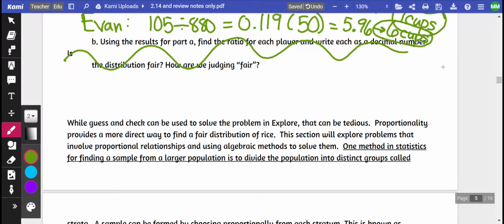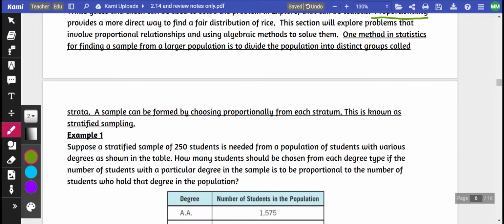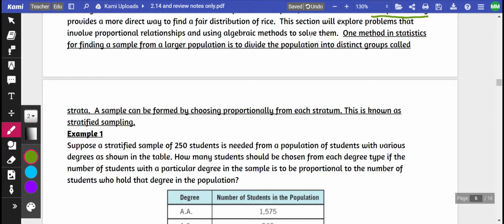So, while guess and check could have been used in the explore problem to figure out who would have gotten how much, that might have been tedious. So what we did is we looked at proportionality, and that provided a more direct way of finding a fair distribution of the rice. This section is going to explore problems that involve proportional relationships and use algebraic methods to solve them.